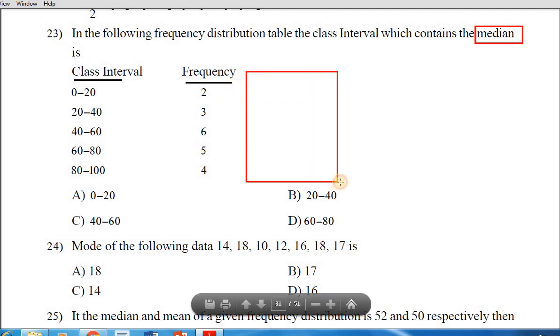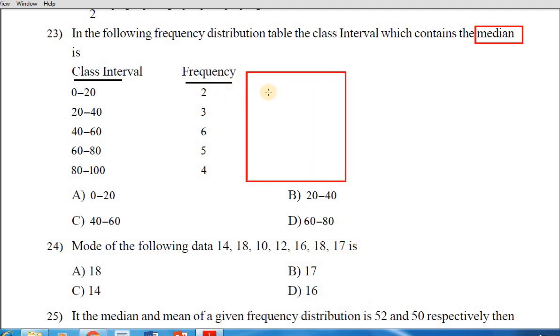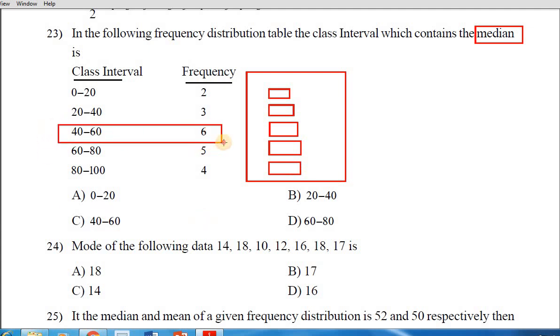So here you wanted to find cumulative frequency. First write off the 2 here, and next 2 add to 3, you will get 5. 5 add to 6, you will get 11. 11 add to 5, you will get 16. 16 add to 4, you will get 20. Next, 20 divided by 2, you will get 10. So 10 lies in the class interval 40 to 60.